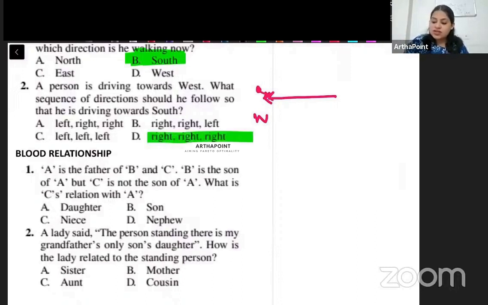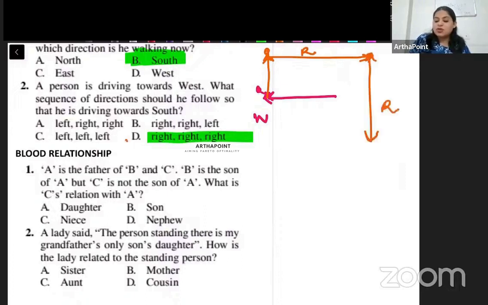He can go towards the right. Then he's standing here. He can again go towards the right. Then he's standing here. He can again go towards his right. So you will notice that he has started going towards the south. So that is the direction which he can follow. Okay. Baki teen bhi ek bari, you should try and negate those.